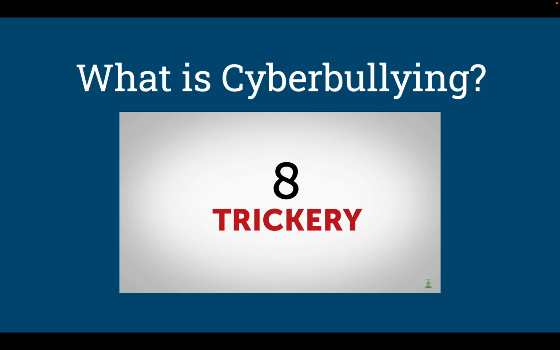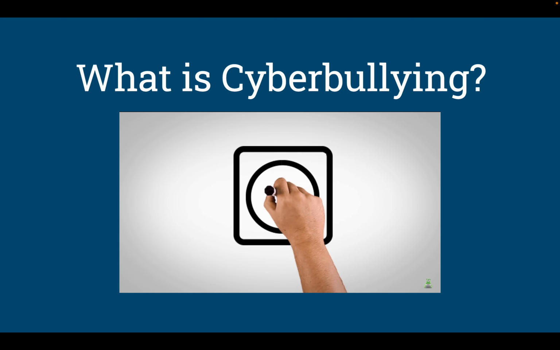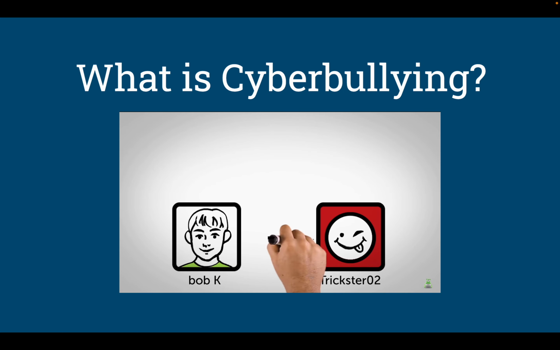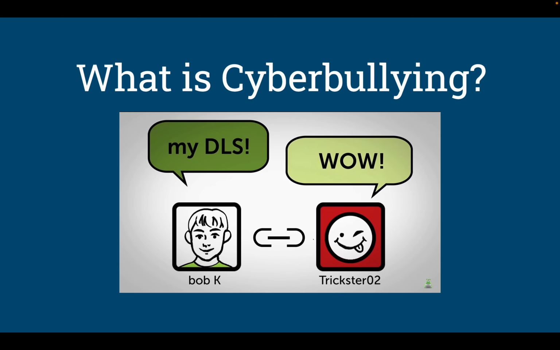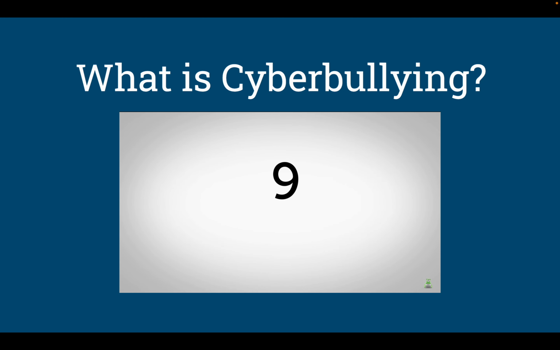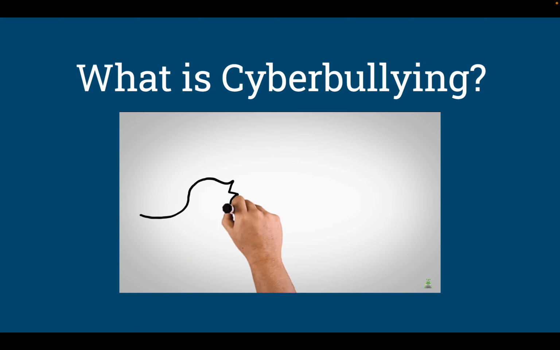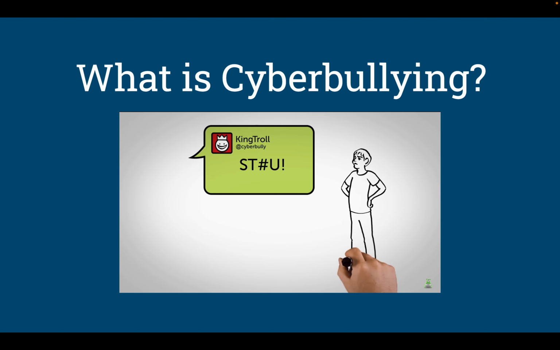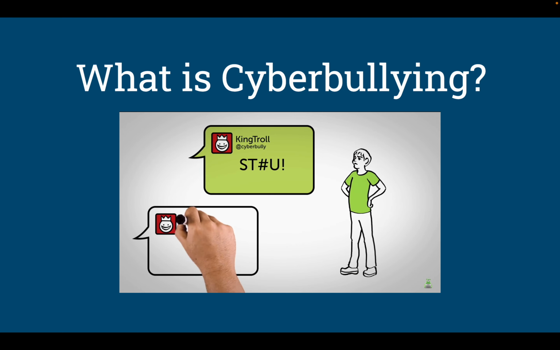8. Trickery. Trickery involves gaining your child's trust so that secrets can be shared publicly online. A cyberbully will befriend your child, leading them into a false sense of security before sending their private information to others. 9. Trolling. Trolling means deliberately provoking a response through the use of insults on online forums and social media sites. A troll will personally attack your child, aiming to make them angry and provoke a response.